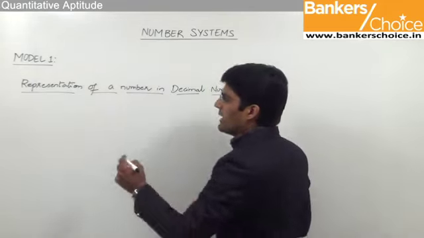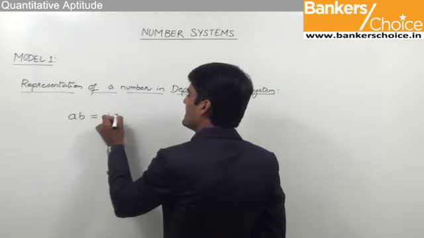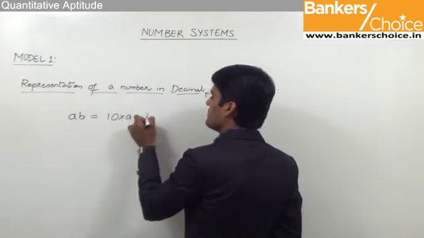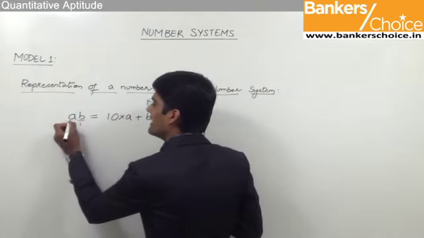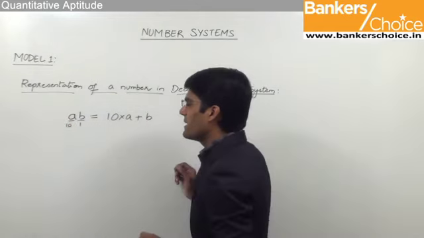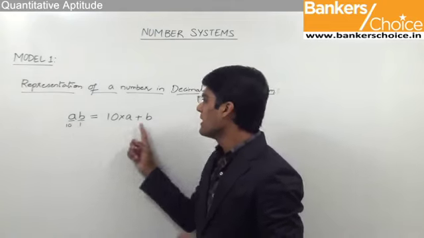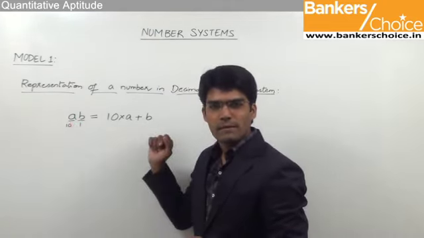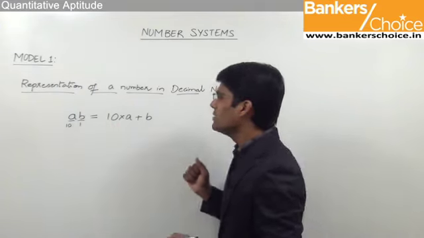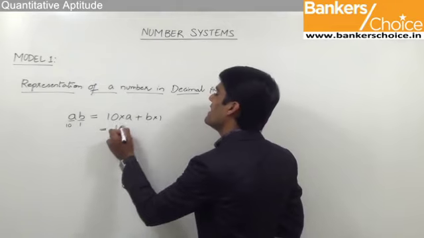For example, any two-digit number AB should always be taken as 10 into A plus B. Why? Because this is referred as units place and this is referred as tens place. That means whatever digit is there in place of B should be multiplied with 1, and whatever digit is there in place of A has to be multiplied with 10. So that is the reason we take it as 10 into A plus B into 1. So this can be taken as 10A plus B.